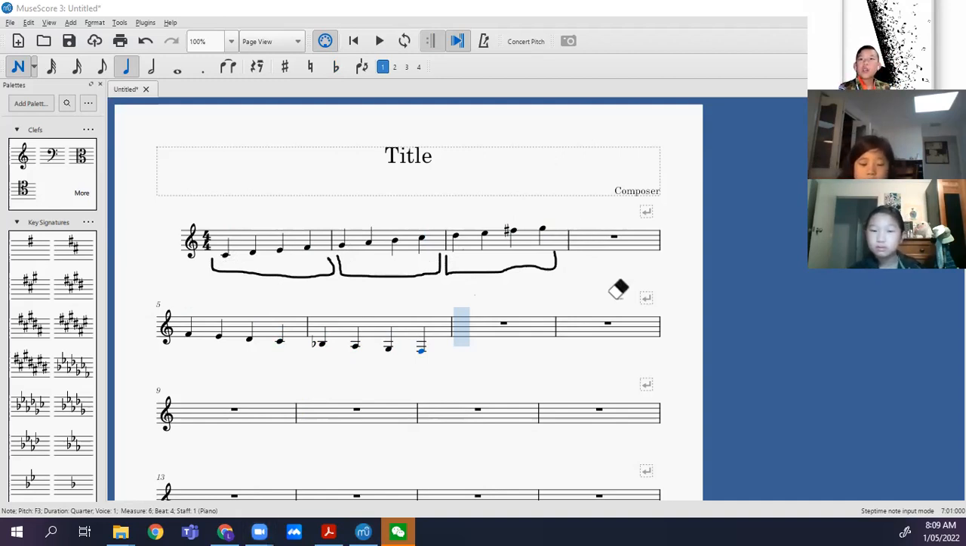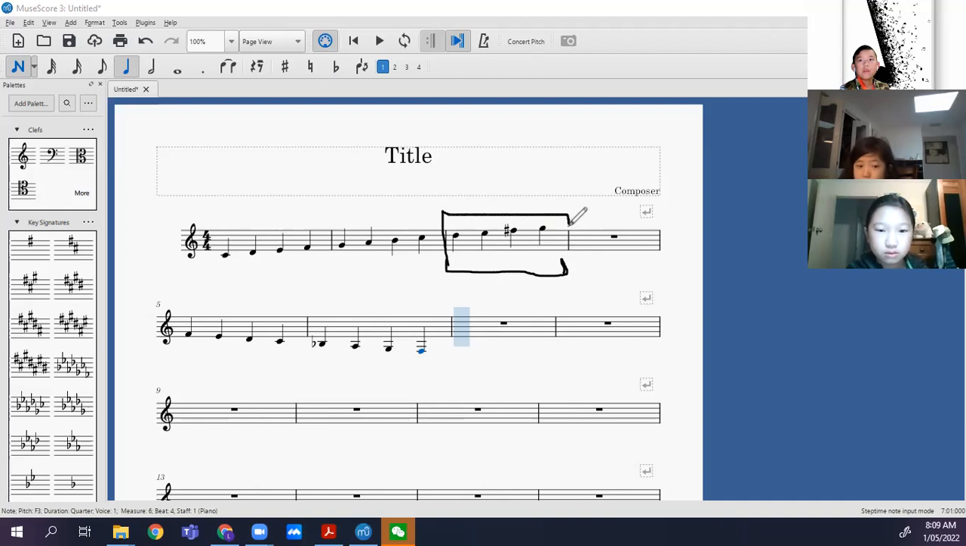Okay, so what if we were to build another scale from the upper tetrachord of G major? So this one here. So it would look like, where's my, there we go. So it would look something like this.